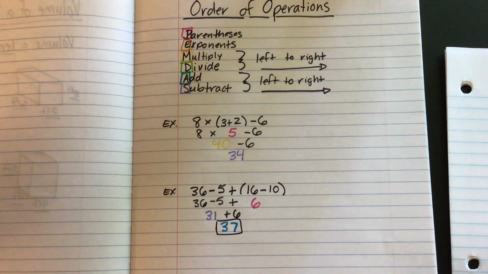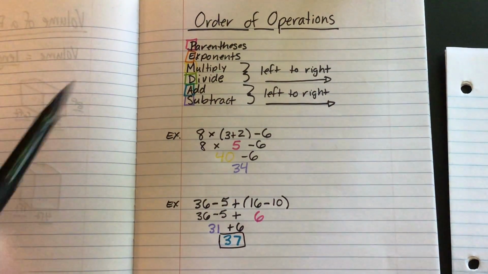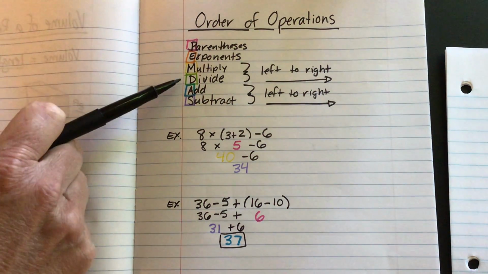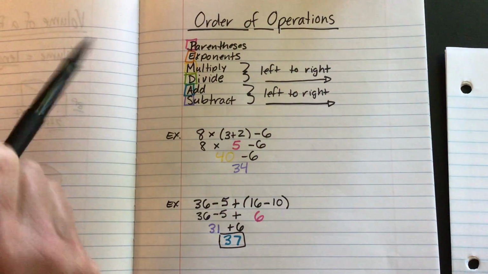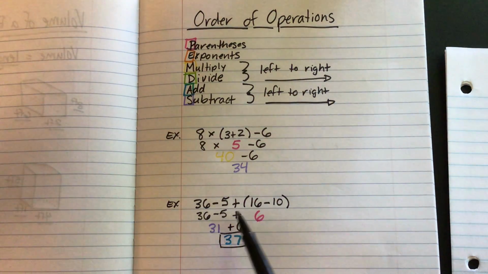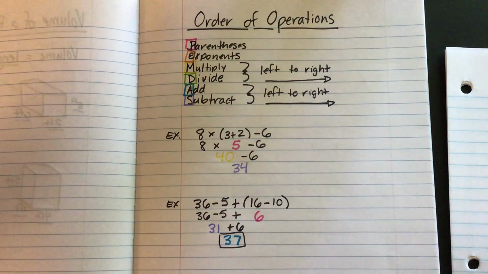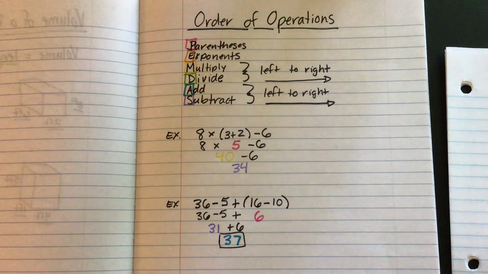Keep in mind, we have our order of operations. It's also known as PEMDAS. When you get to multiply and divide or add and subtract, you have to do them in order from left to right, just like when you read a book. Keep those things in mind and you will be successful.